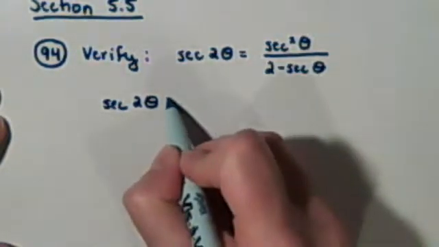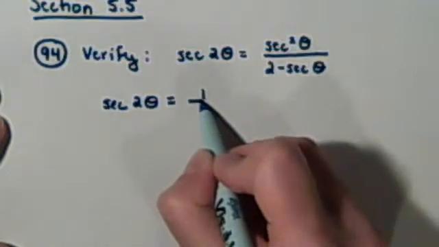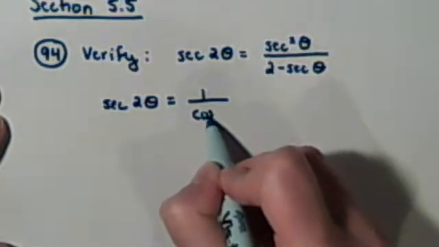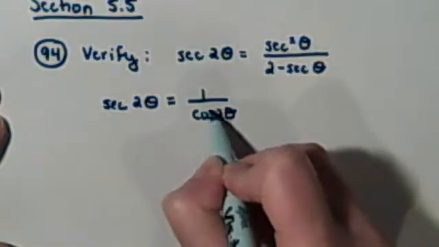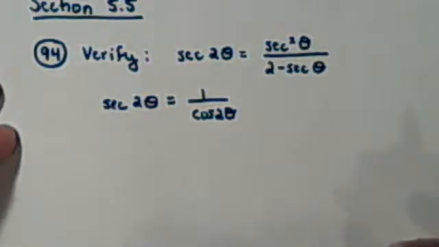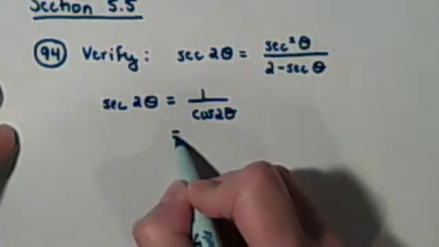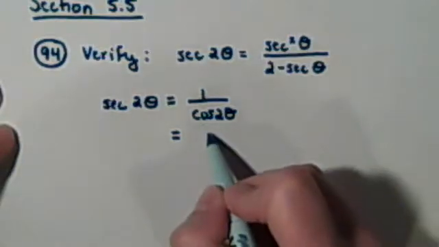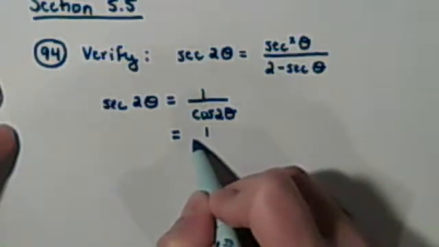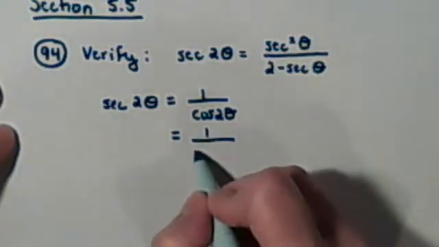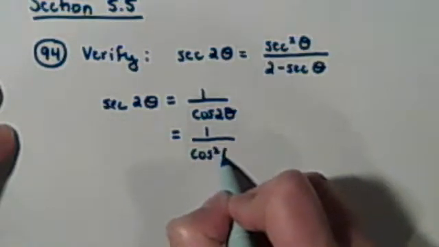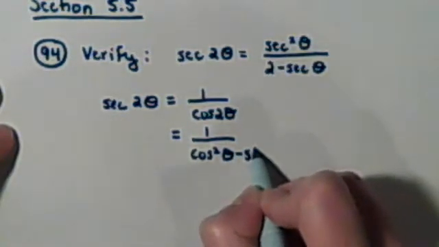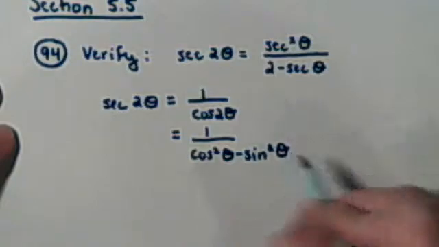And let's start by rewriting it as 1 over cosine 2 theta. Okay. Now, let's substitute in our double angle identity for cosine of 2 theta. And I'm going to use 1 over cosine squared theta minus sine squared theta.